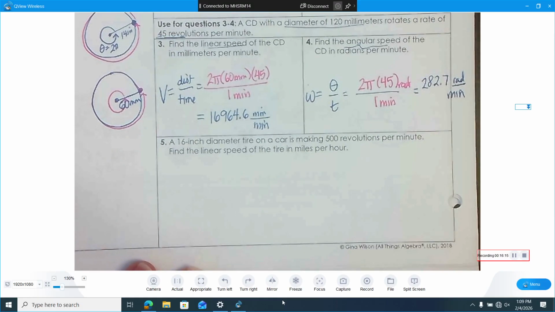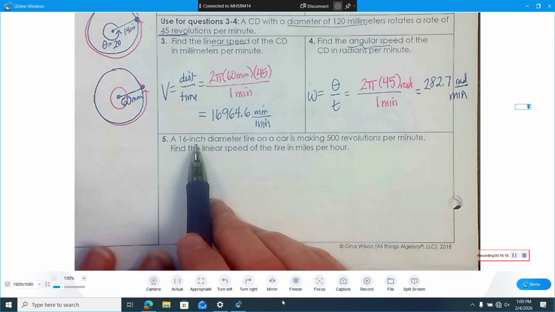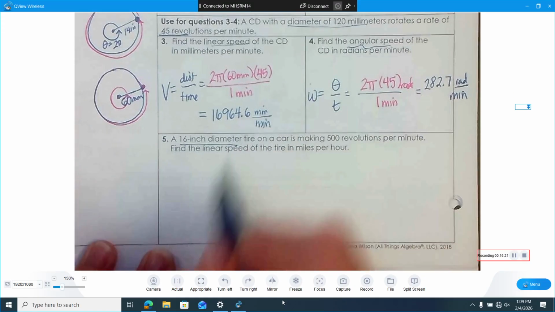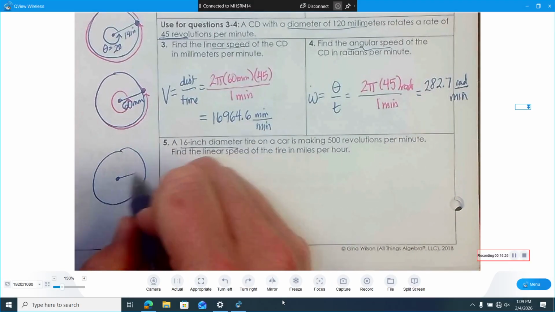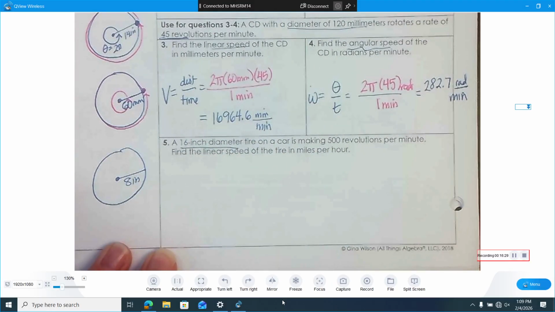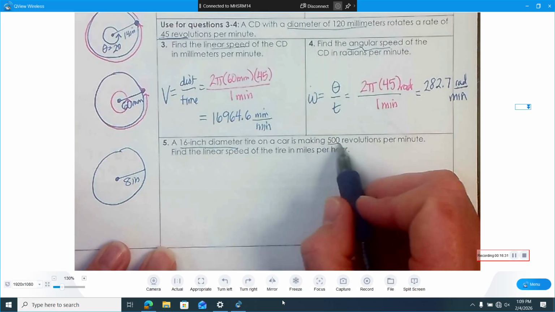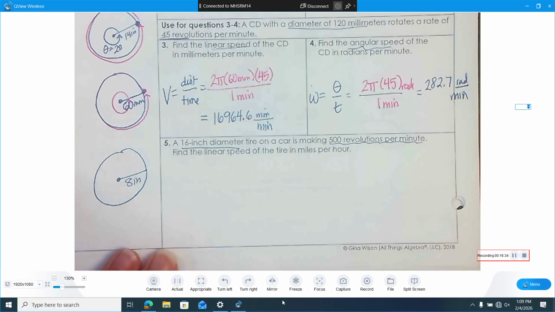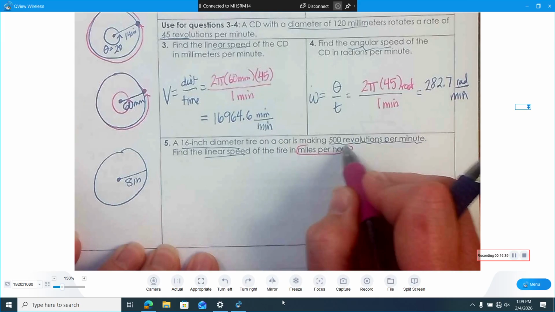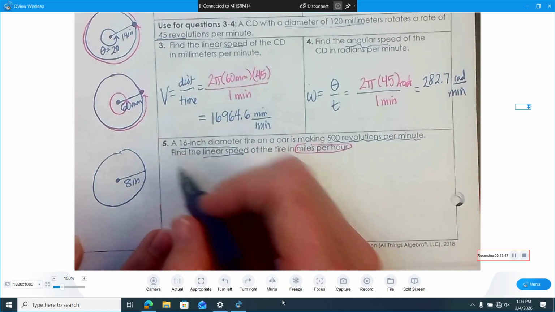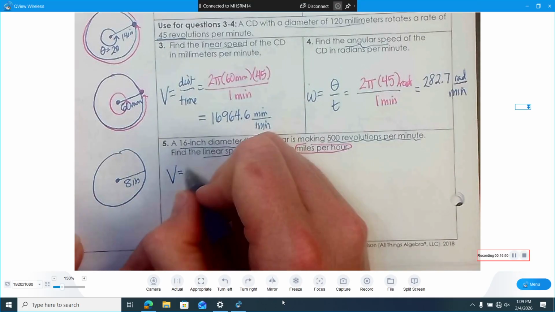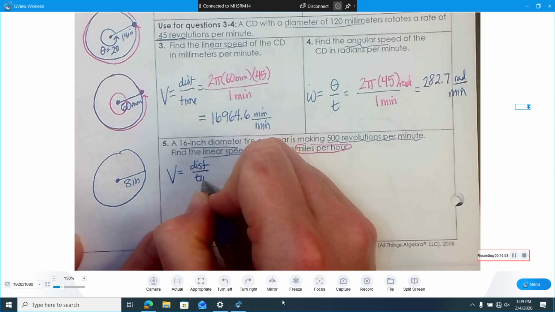Number 5. A 16-inch diameter tire on a car. So again, I'm just going to make a little picture over here. 8-inch radius, on a car is making 500 revolutions per minute. We want to find the linear speed in miles per hour. So we have some unit conversions we're going to end up doing, but I'm going to hold off before I do that. First, I want to find my linear speed, which is the distance traveled over time.